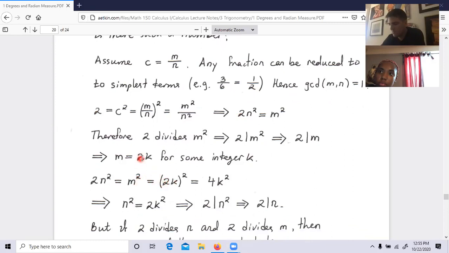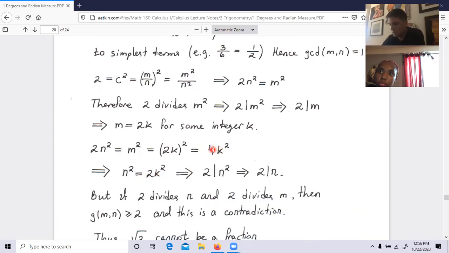I square the 2 times this integer, the m, and I get 2 times n squared. So I have 4k squared is equal to 2 times n squared. Now I can divide everything by 2, and I see that n squared is equal to 2k squared, which means 2 divides n squared, which means 2 divides n. I hope you were able to follow that.